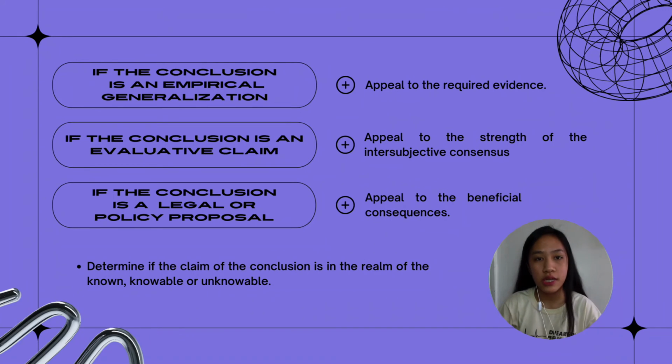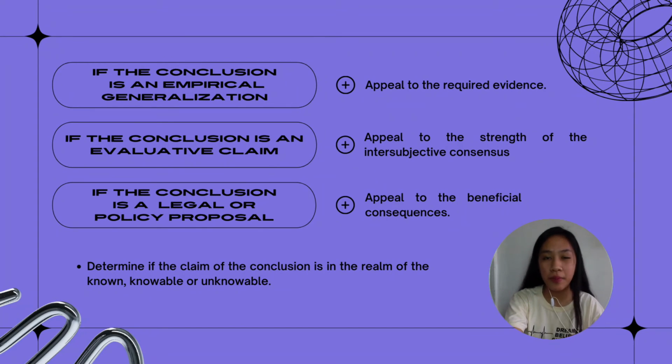First, if the conclusion is an empirical generalization, we need to appeal to the required evidence according to the degree of generalization. Kung gaano karami yung need na evidence sa claim of some, many, most, almost all, and all, kailangan mai-provide mo ito. Kagaya rito sa sample conclusion natin na most politicians are corrupt. Empirical generalization ito with the most claim. Therefore, ang required evidence for this is 50% plus 1 of the population.